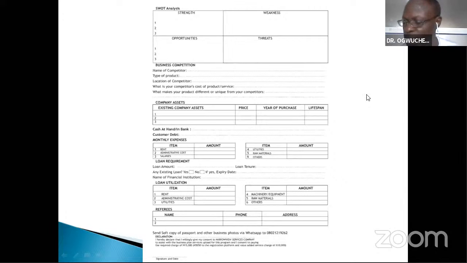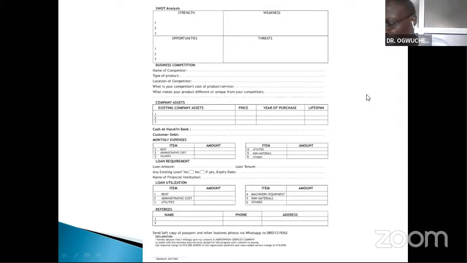Then what are the weaknesses? The weaknesses could be in the area of poor distribution network. You might have all of these strengths, but you don't have the market penetration. You don't have a good network to reach out to the entire market. Maybe you don't have a delivery van, for example. You don't have the resources to get yourself a delivery van to move your products, your eggs or your chicken, to the market.